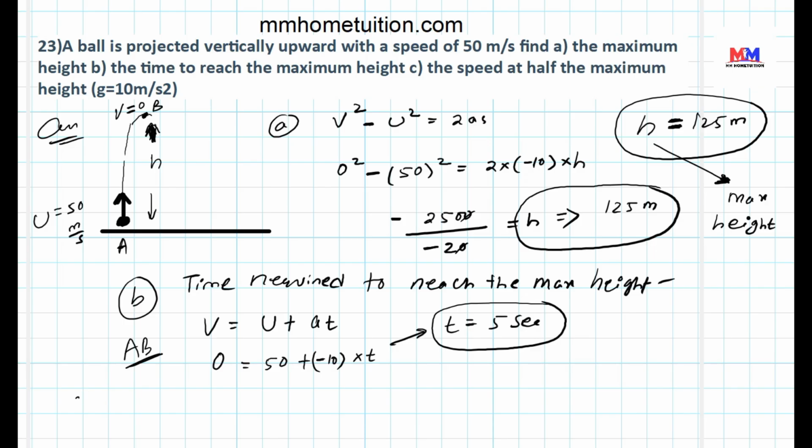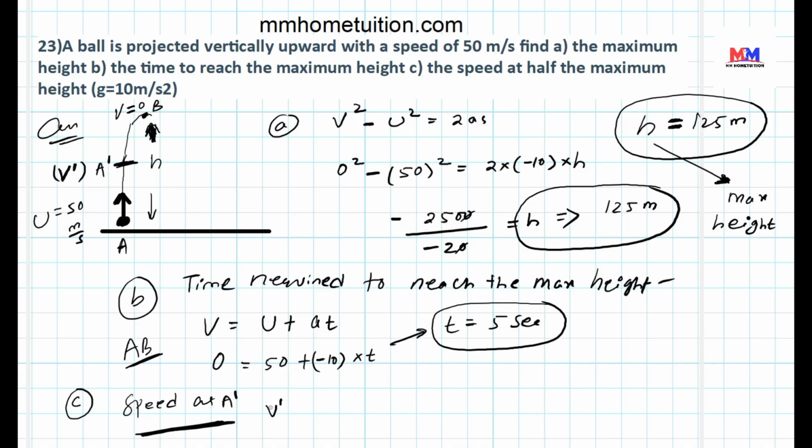Part C, the speed at half the maximum height. So what will be the speed at half the maximum height? We have to find the speed at half the maximum height, that is at this position, A dash. Let the speed at A dash be V dash.